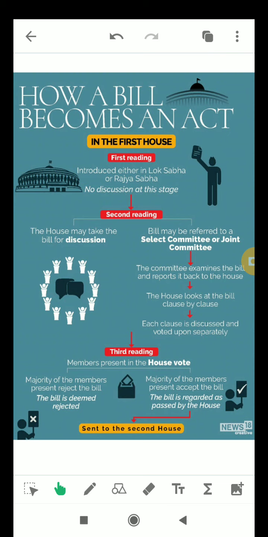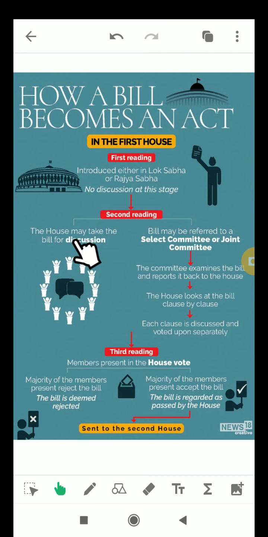In the first reading, the bill is introduced either in Lok Sabha or Rajya Sabha, with no discussion in this. That means the bill is introduced in the house and the title of the bill is read out. So this is called the first reading. In the first reading only the bill is introduced and the title of the bill is read out.